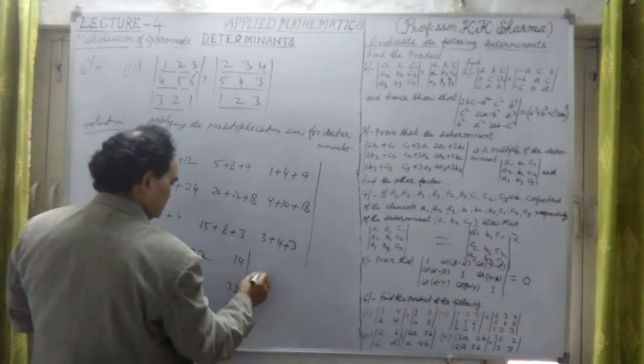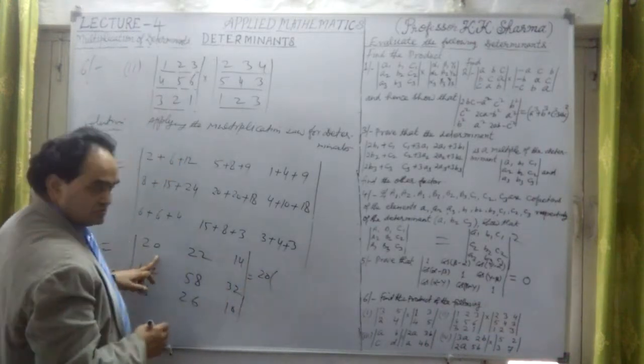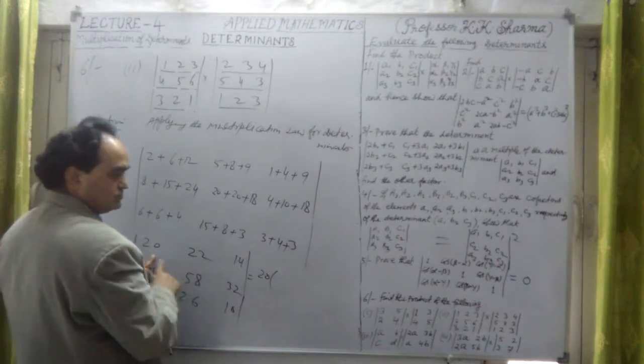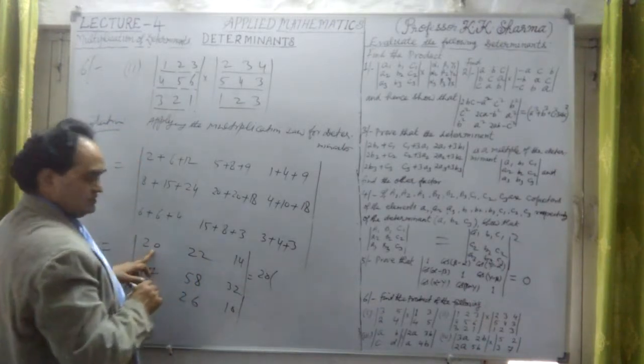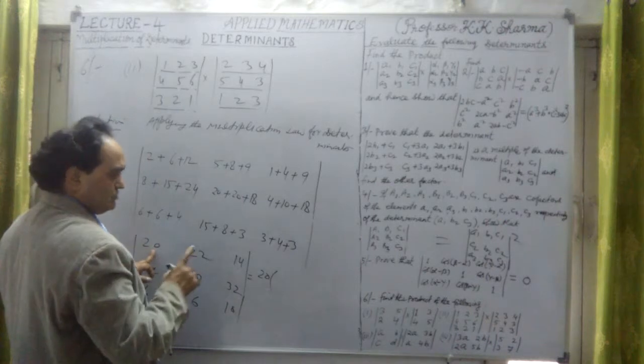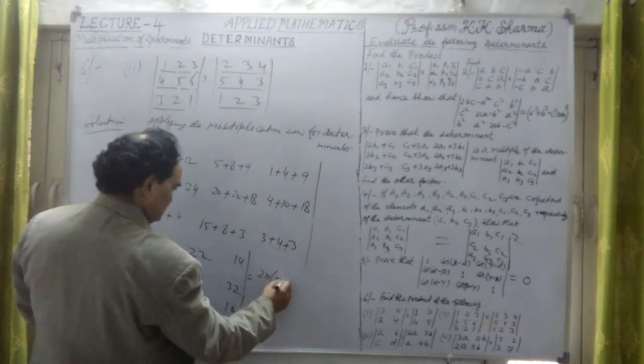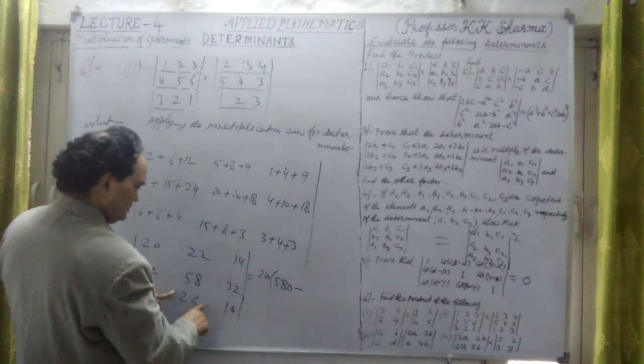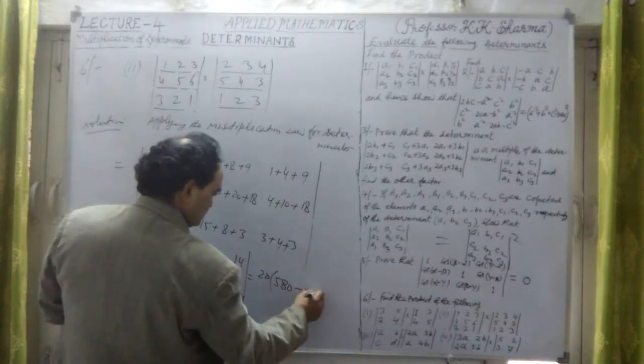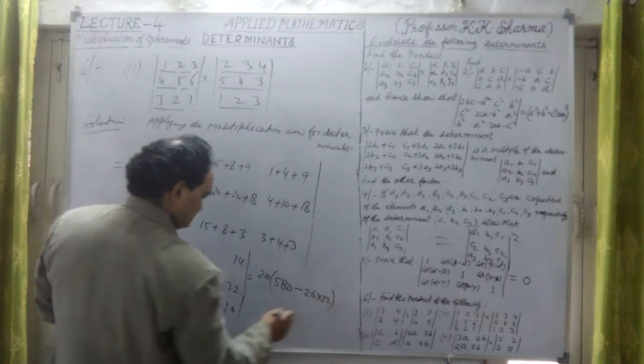So for the final result, let me find 20 into the first row. With respect to the first row, let me open this. The first element of the first row has a cofactor. It's 58 into 10 is 580. Minus sign, 26 into 30. 26 into 30, let me write it first.